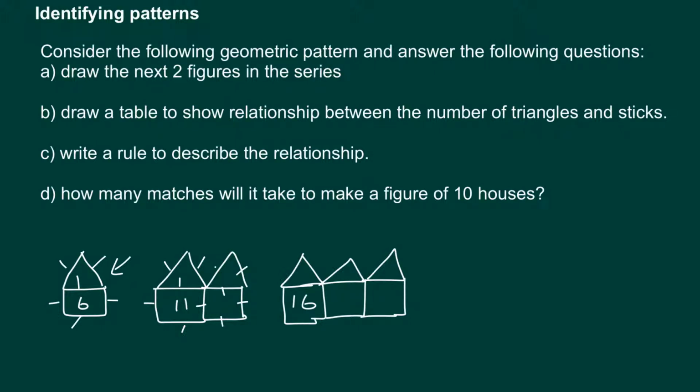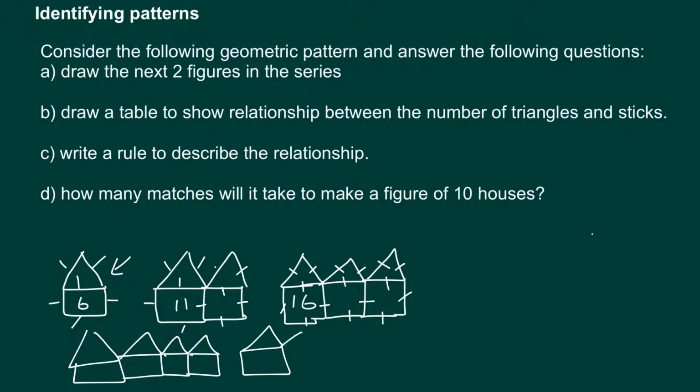So as we can see, the pattern is simply going up by 5 each time. 1, 2, 3, 4, 5, 6, 7, 8, 9, 10, 11, 12, 13, 14, 15, 16. So the next two will be 4 houses, and then 5 houses. So since the pattern is 6, 11, 16, it's just simply going up by 5 sticks each time. So this will be 21. This will be 26 number of sticks to make 5 houses.